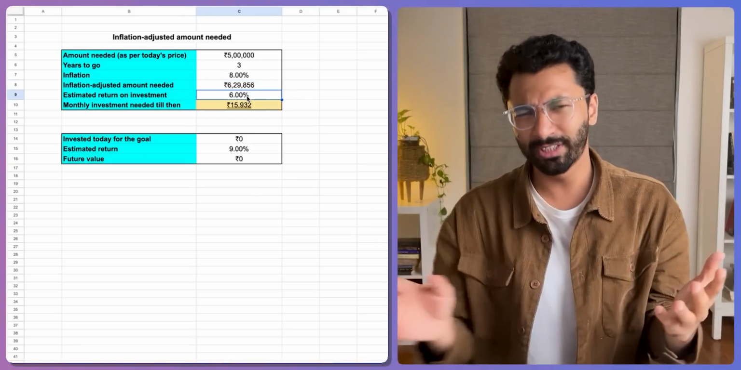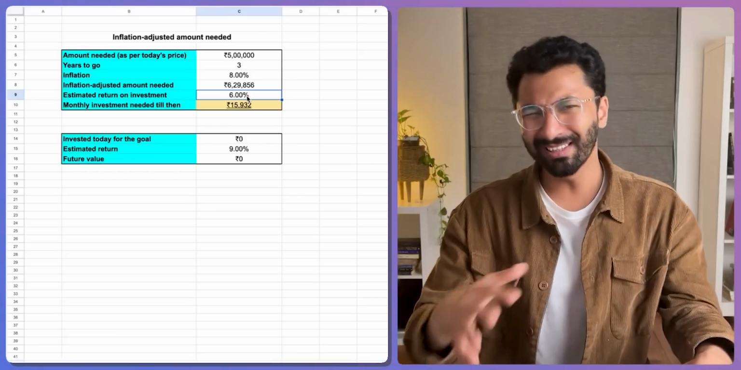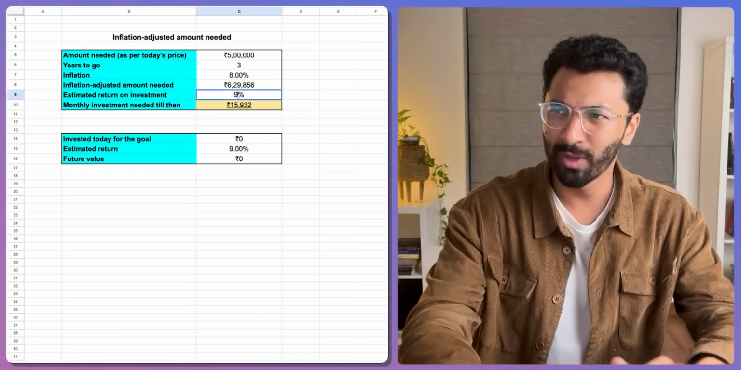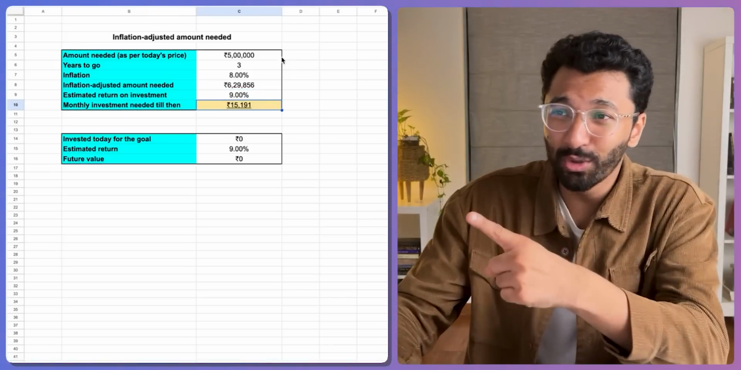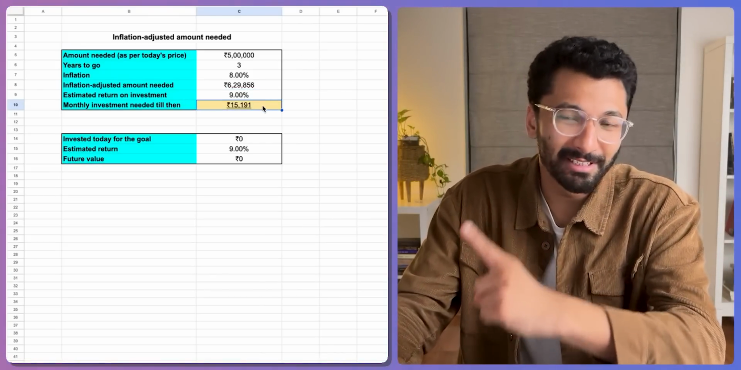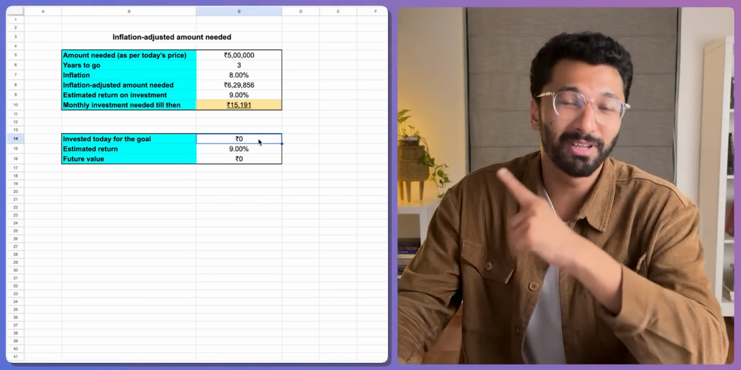Now, if you're investing for 3 years, as we go along, you will realize where we'll invest. So the typical return that you have seen is about 9 to 10%. So we'll assume 9%. The moment you do that, you will realize how much you need to invest every single month. So that's 15,191 if you are starting from 0.